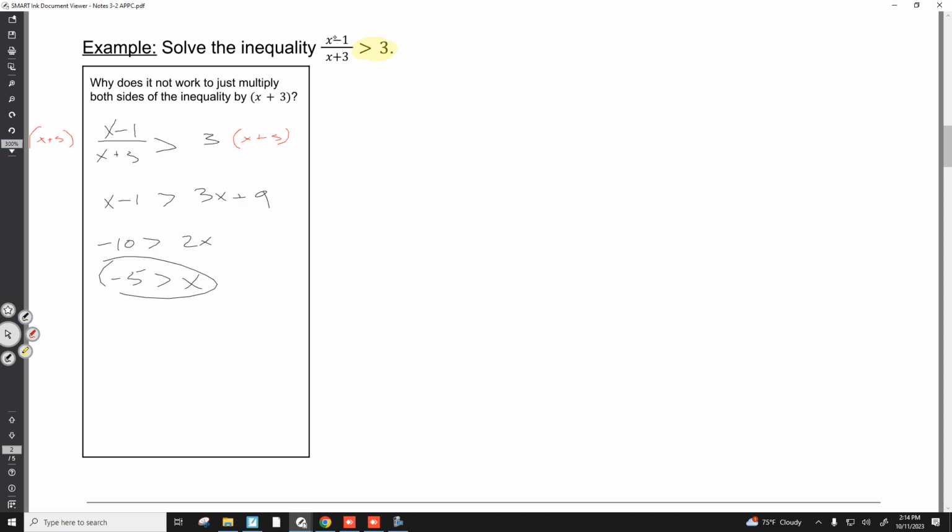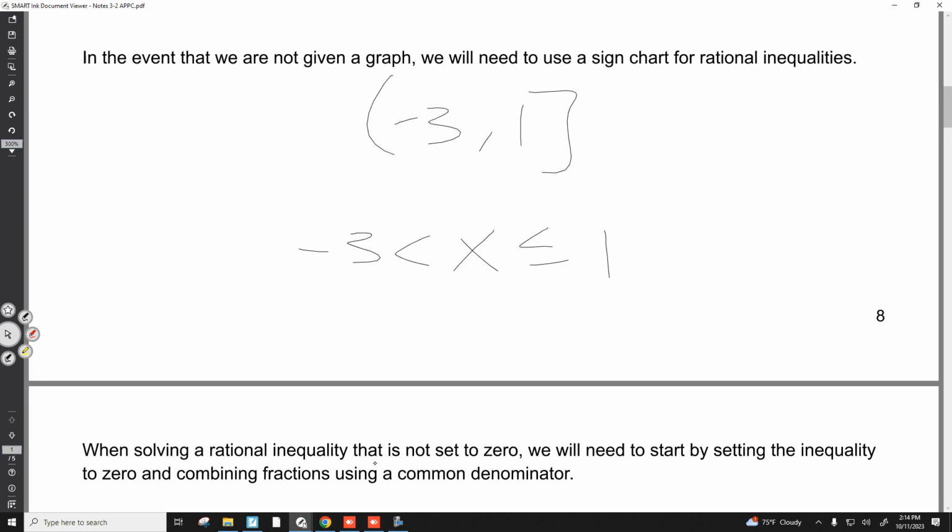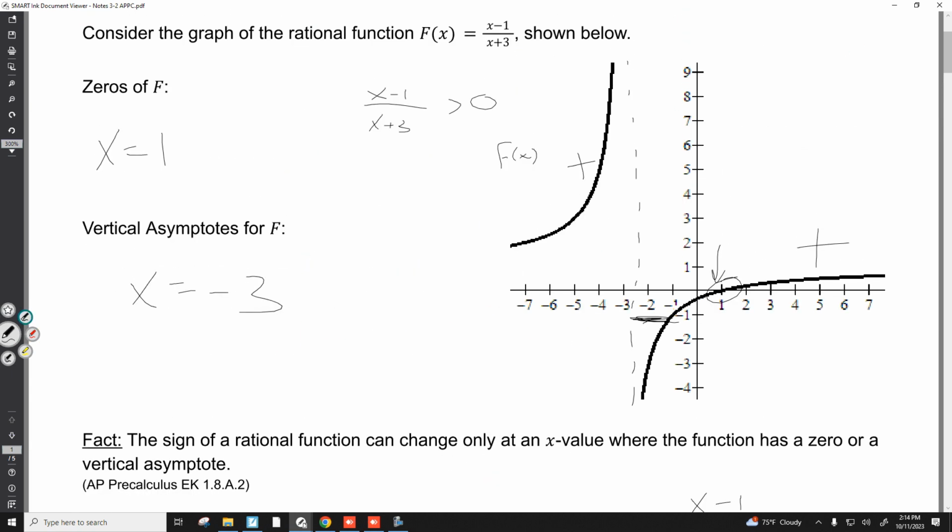But go back to x minus 1 over x plus 3 and its graph. Here's x minus 1 over x plus 3. The question is, when was this bigger than 3? Well, here's y equals 3. I said that it was when x is less than negative 5. Well, that's not correct. It's here when we are bigger than 3. It's not here. We're below 3 here. It's not here. We're below 3. It's actually between this asymptote and negative 5.